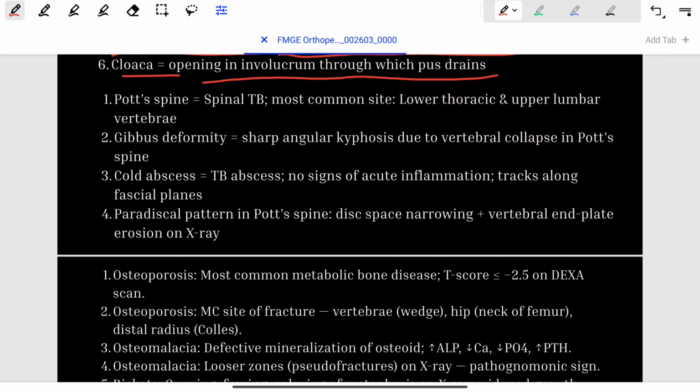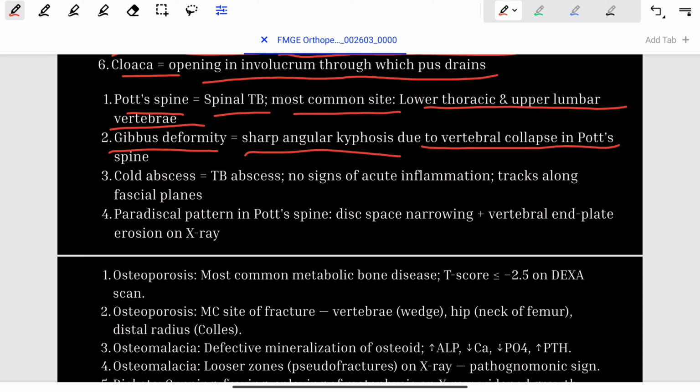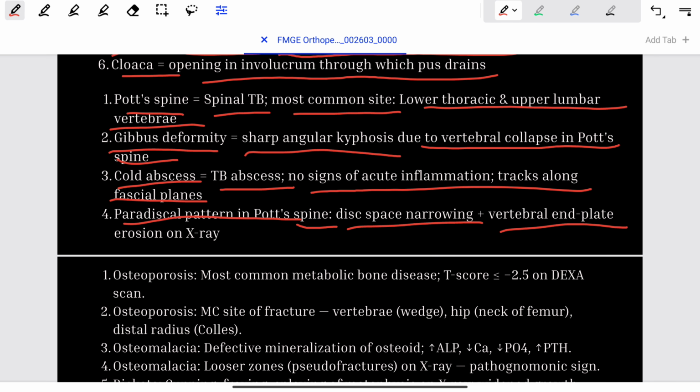Pott's spine, spinal tuberculosis most commonly affects the lower thoracic and upper lumbar vertebrae. Gibbus deformity, sharp angular kyphosis due to vertebral collapse in Pott's spine. Cold abscess, tuberculous abscess without classical signs of acute inflammation. Paradiscal lesion, most common radiological pattern in Pott's spine, causing disc space narrowing and end plate erosion.